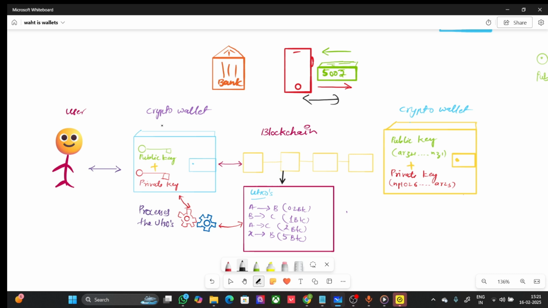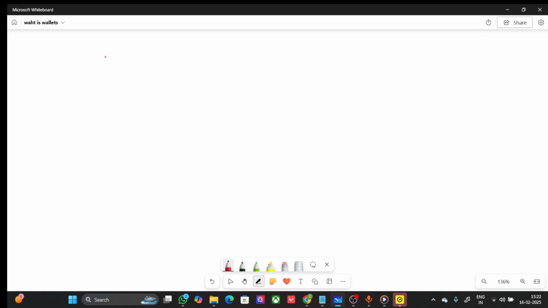So we can say that we interact with our wallet and our wallet interacts with the blockchain to make any transaction happen, whether it is receiving cryptocurrencies or sending cryptocurrencies. So let us see how the sending and receiving of the currencies are done. First, let us see how we send cryptocurrencies to others.